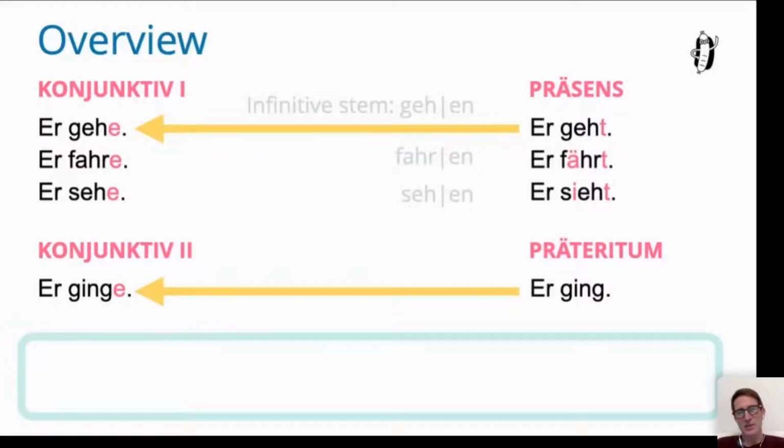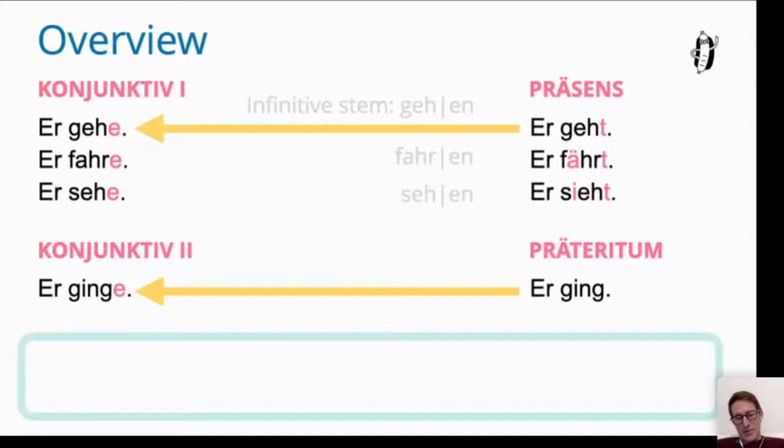This is what we look for. So Präteritum is ging, and all we do to build the Konjunktiv 2 is to put an E at the end. Thank you for the feedback. Yeah. So any issue, restart the session, but share it with me. So if there are several people who cannot see something or hear something, then I push the button.